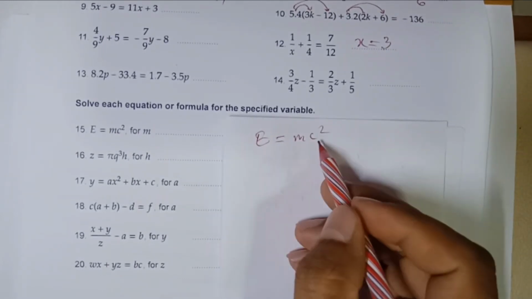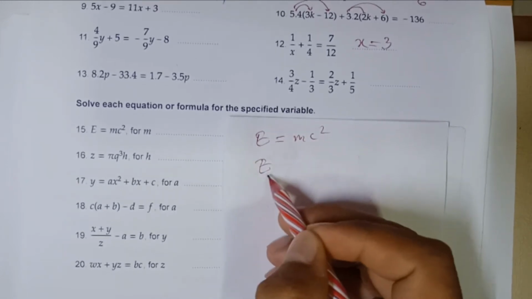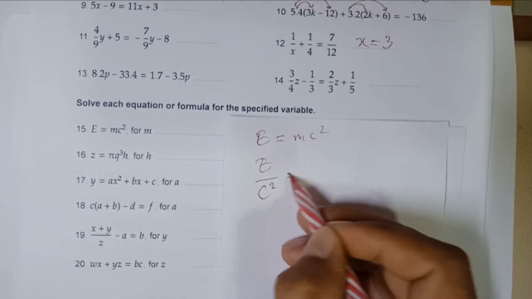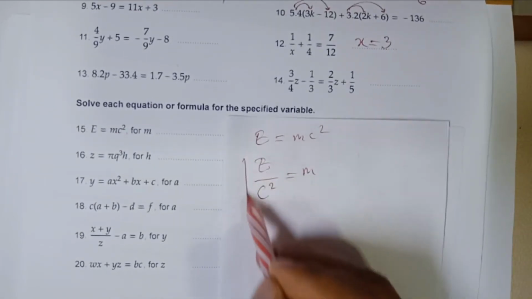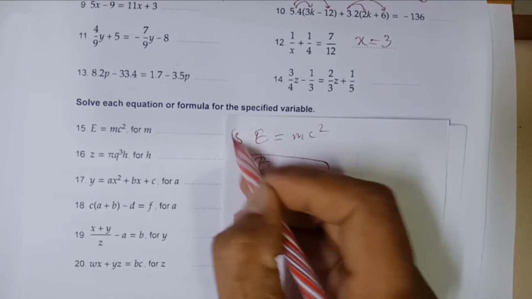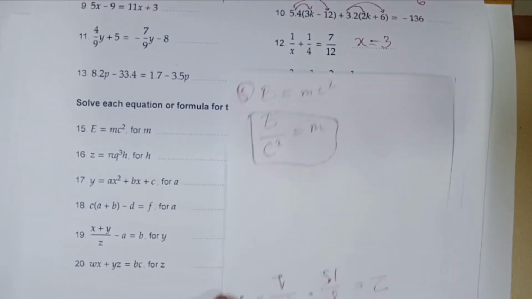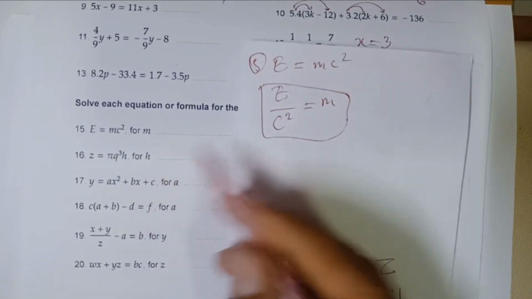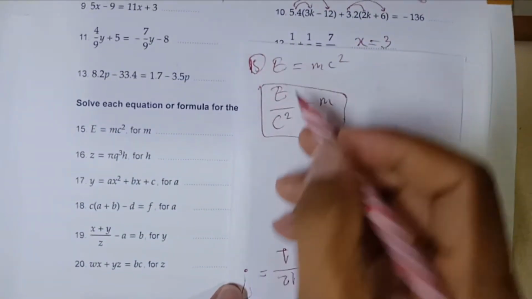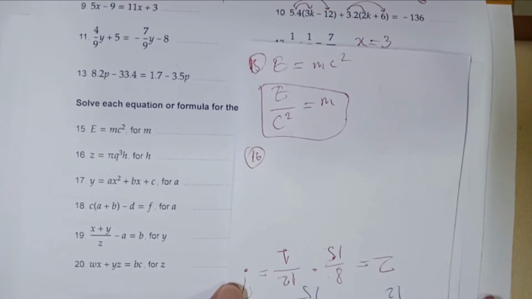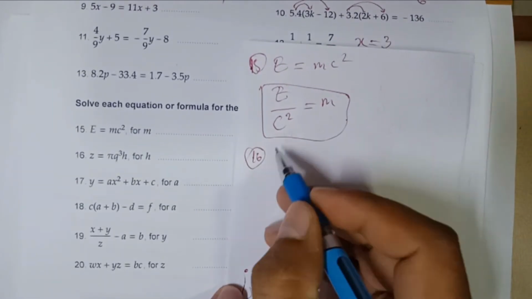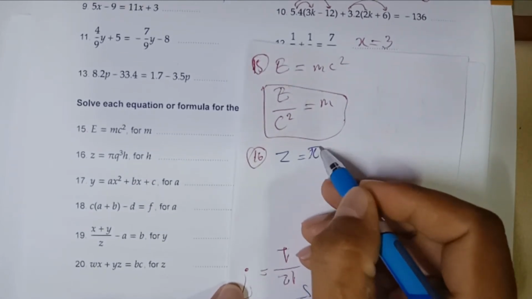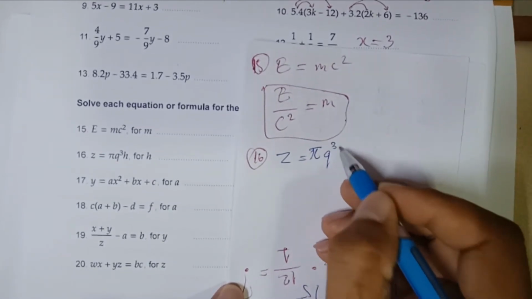Then you will have this multiply. You have e over c squared equal to m. This is for number 15. Now for number 16, you have z equal to pi q to the third h.